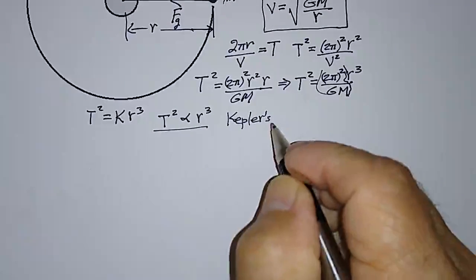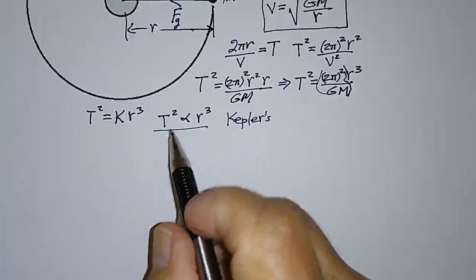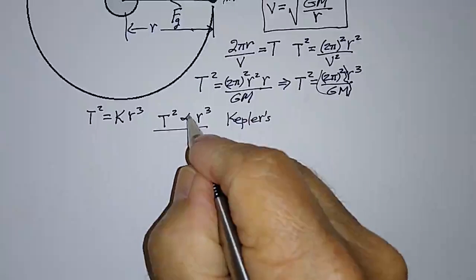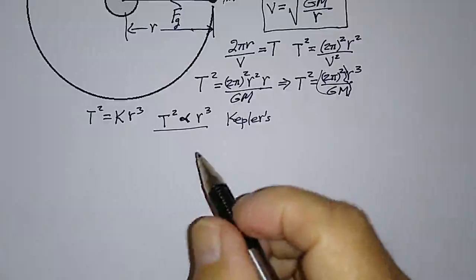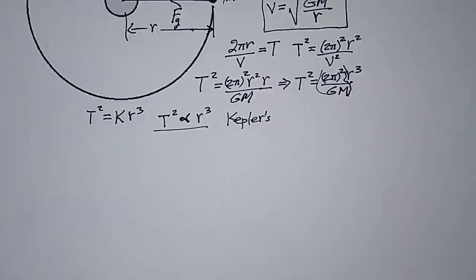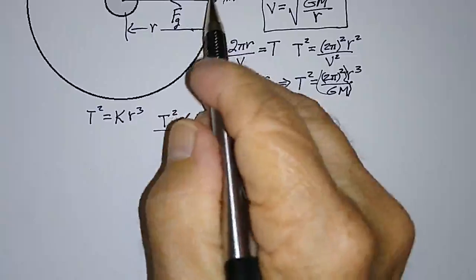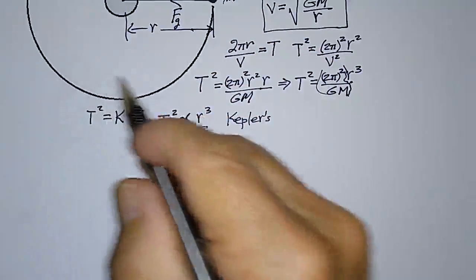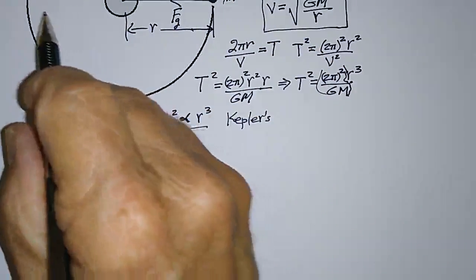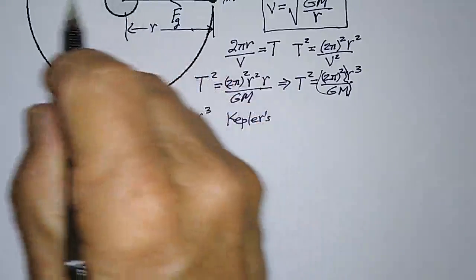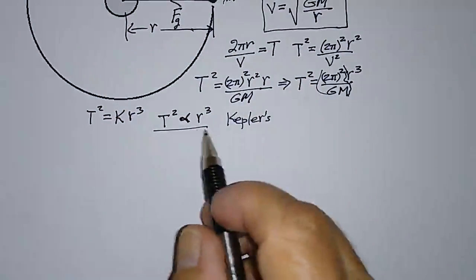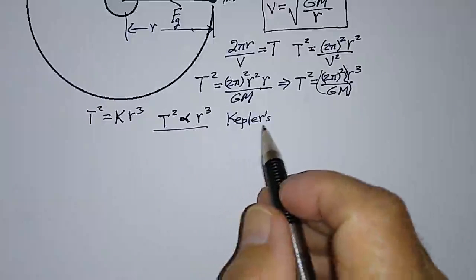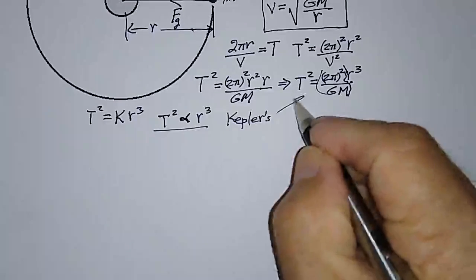Kepler's third law says that the square of the period of an object orbiting another object is directly proportional to the cube of the semi-major axis. Well, a circle is just a special case of an ellipse. The major axis would be the diameter of the circle, the semi-major axis, the radius. So this is just an expression for Kepler's third law.